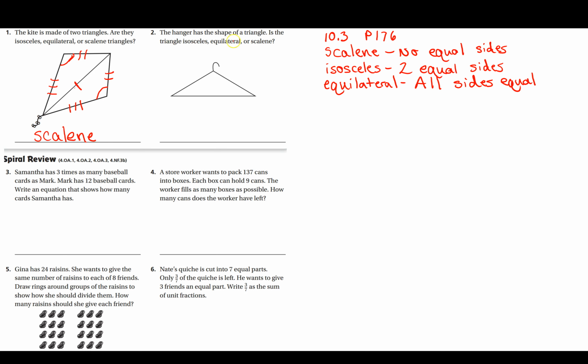Number 2, the hanger has the shape of a triangle. Is the triangle isosceles, equilateral, or scalene? Well, here's my obtuse angle, so I know this line is going to be the longest. And then with a hanger, I know these 2 sides are going to be the same length. So it has 2 equal sides, so this is isosceles.